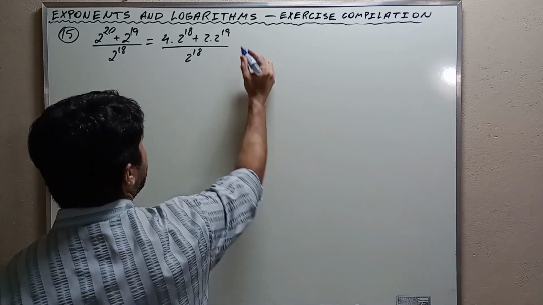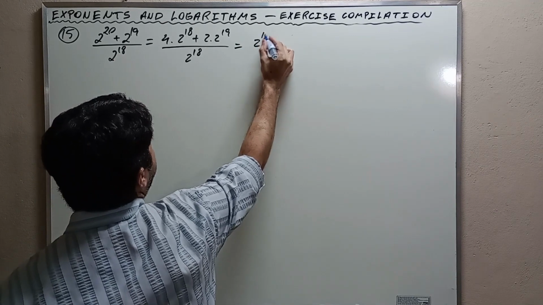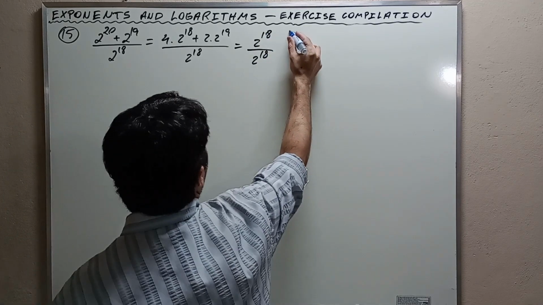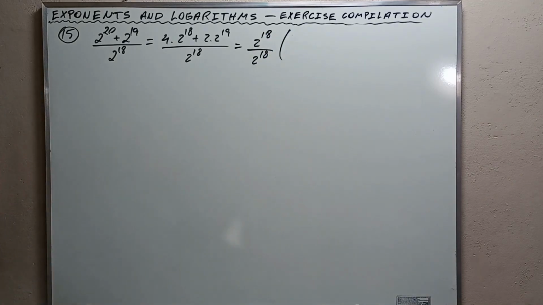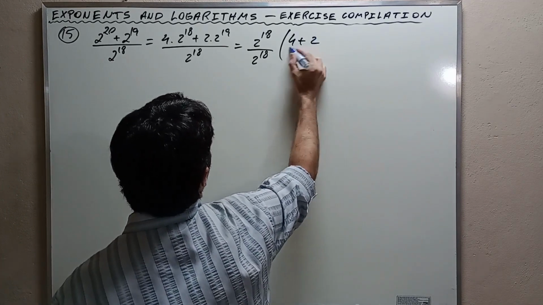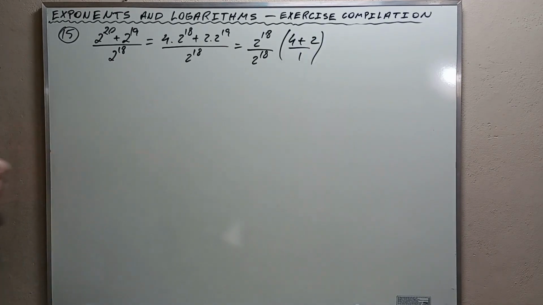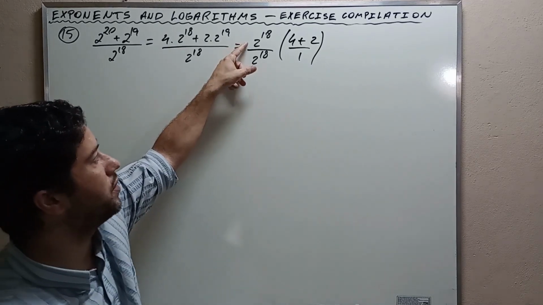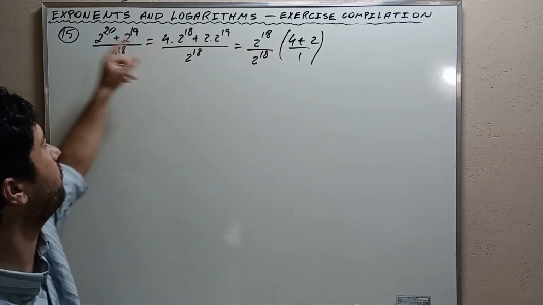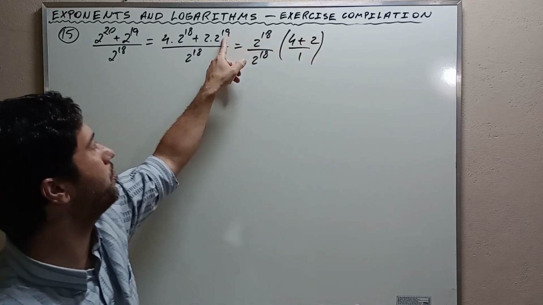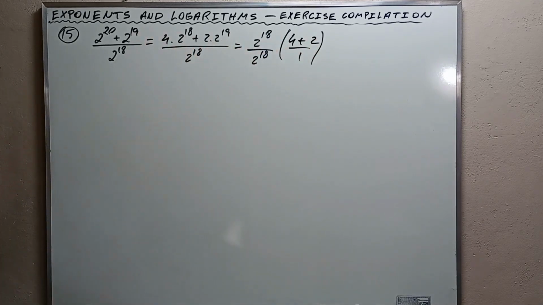And this is going to be 2 raised to the power of 18 divided by 2 raised to the power of 18. And inside of the parentheses we have 4 plus 2 divided by 1, okay? Observe that we have not made a mistake. If I multiply this by this, we return to this and this. And if I multiply this by this, we return to this and this, okay? We have not yet made a mistake. It is right.